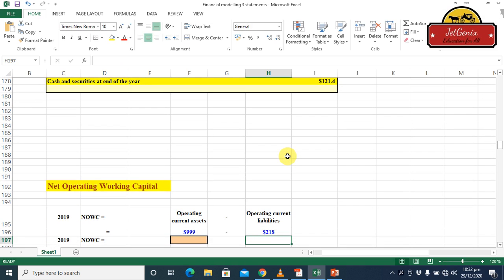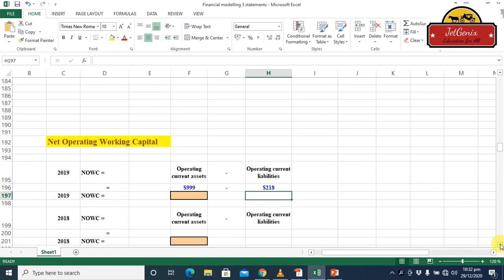You see, now we have operating current assets and operating current liabilities here. In this cell I am going to select the operating current assets and subtract the operating current liabilities from it, and press enter. You see, now we have the net operating working capital for 2019 as $781.